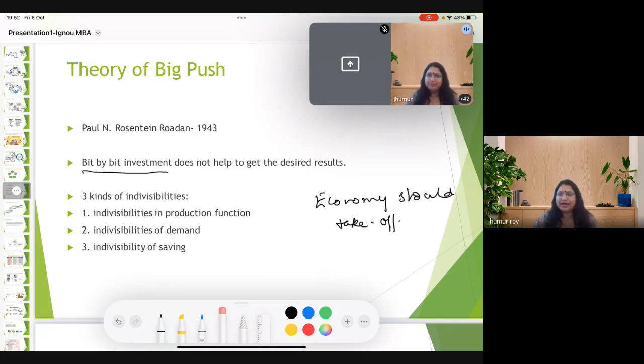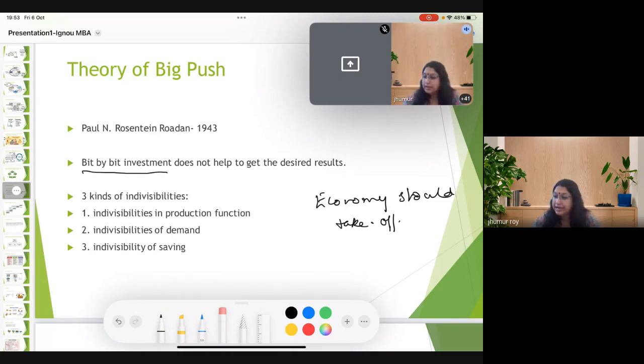So three kinds of indivisibilities were mentioned here. In the production function, you have people, and when we talk about infrastructure, you could give the best of infrastructure: best roads, best transport, best electricity, best water, best raw materials, best machines, everything the best. Naturally, if you have the best, you are able to produce the best. So you are able to increase your productivity, and that way you are able to manage better.